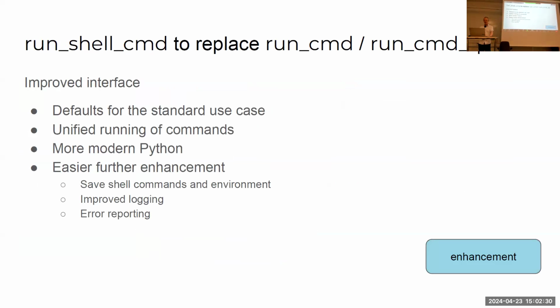So the first new enhancement feature is the implementation of run_shell_command, which will replace both run_cmd and run_cmd_qa. This is very much for those who are developing either in the framework or in easyblocks. run_cmd and run_cmd_qa are how you tell EasyBuild to run a command. run_cmd is: go and run make.